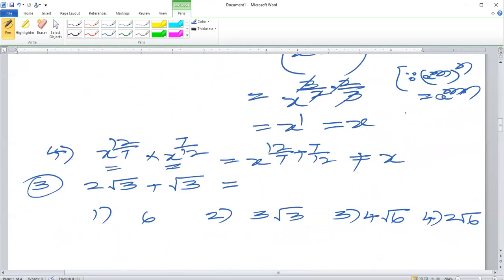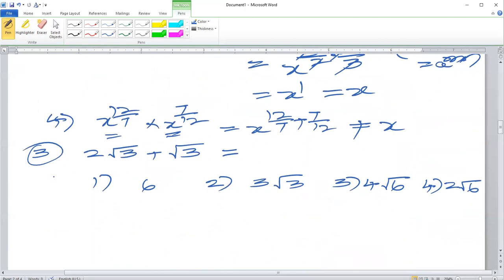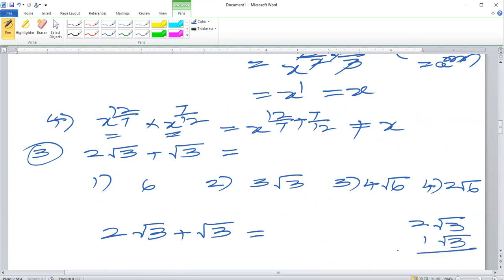So next, if you see that we have 2 root 3 plus root 3. Root 3 means 1 root 3. Both are like terms. So if you add, here 2 root 3 and here 1 root 3, you get 3 root 3. So that's why this is equal to 3 into root 3. So our option is a 2.